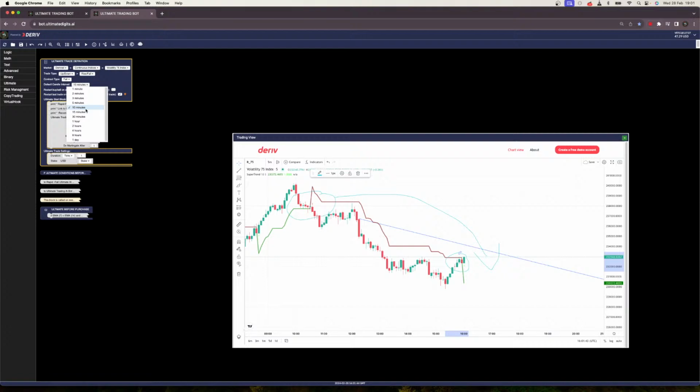The default candle interval, this is where most traders forget to set. The default candle interval should be set to 10 for the best technical analysis. That will help the bot do better analysis on the market. So set that to 10.